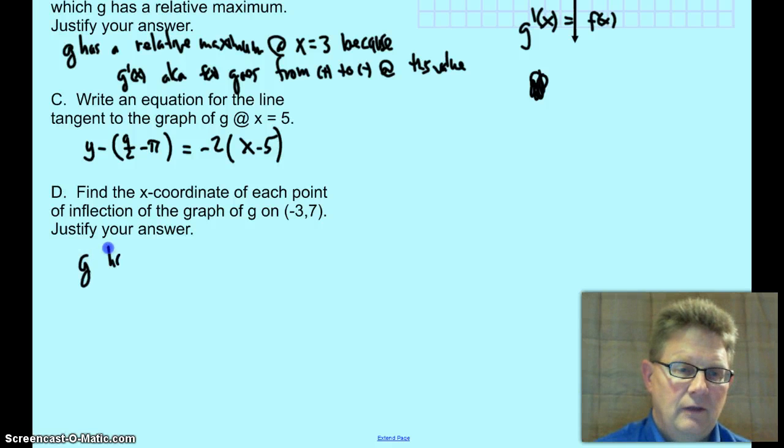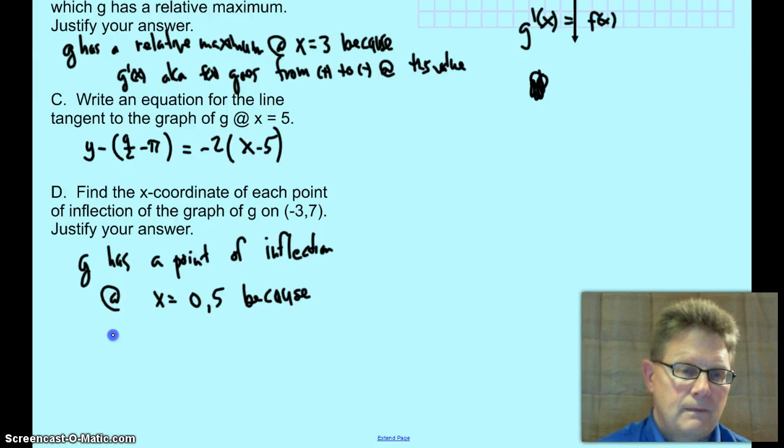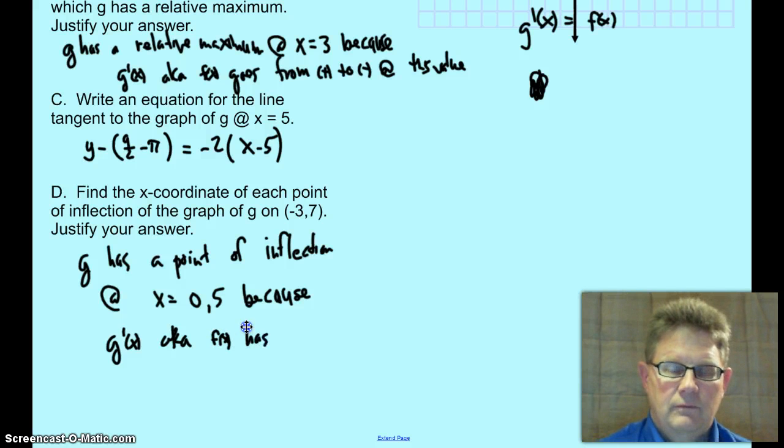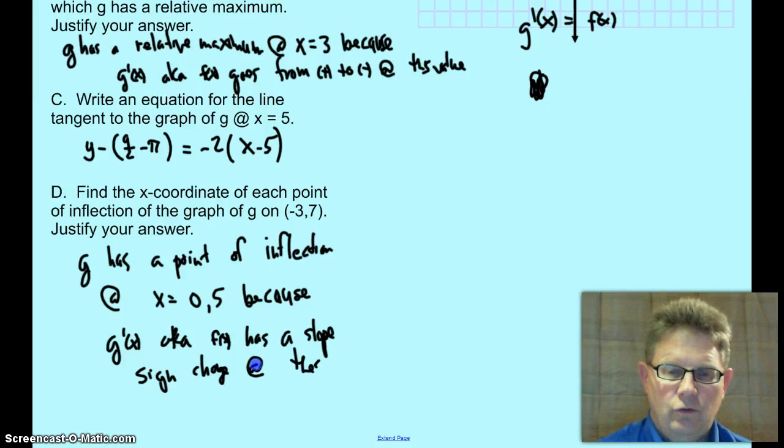So the answer to D, g has point of inflection at x equals 0, 5 because g prime of x, also known as f of x, has a slope sign change at these values.